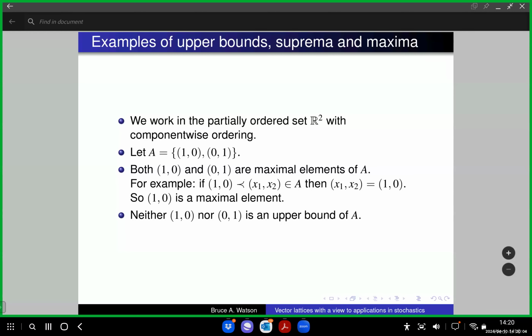So this shows, firstly, that A has two maximal elements, and that not all elements of the set A are comparable with the maximal elements. And neither of these maximal elements is an upper bound of A, because (1, 0) is not comparable with (0, 1). So you can't claim that either one is a largest element of A.